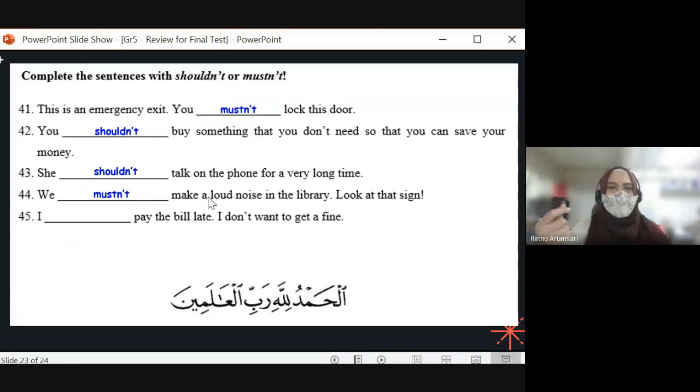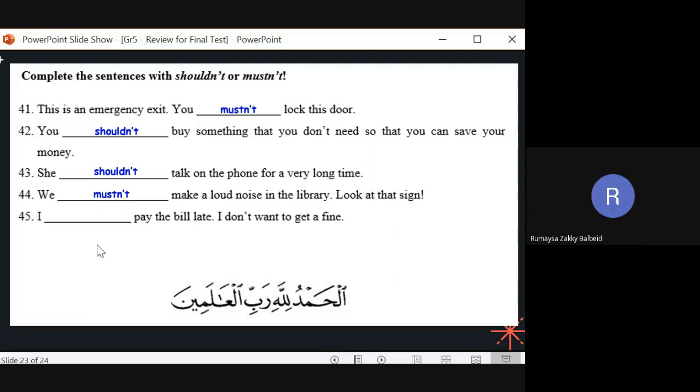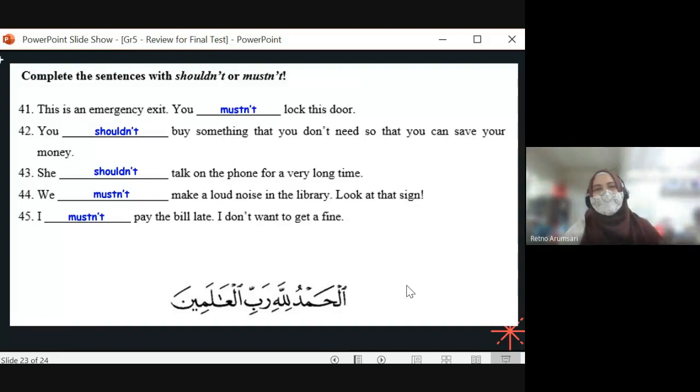Okay, number 45. I blah blah blah pay the bill late. Bill, do you know bill, the thing that you need to pay? I don't want to get a fine. What is a fine? A fine is a penalty which includes money, extra money that you need to pay. If you pay the bill late, you will get a fine. That is a consequence. So what is this? Mustn't. Yes, that's it.